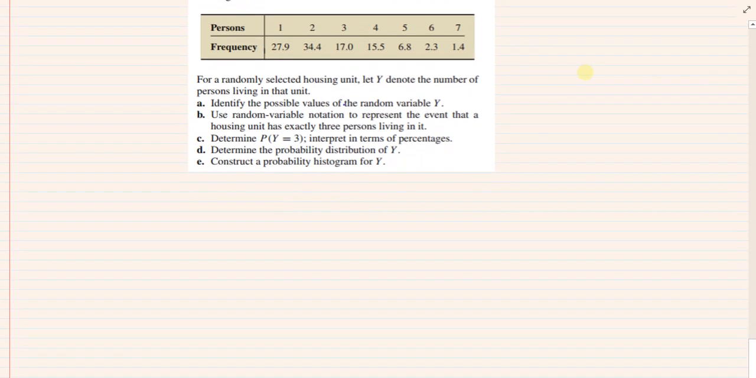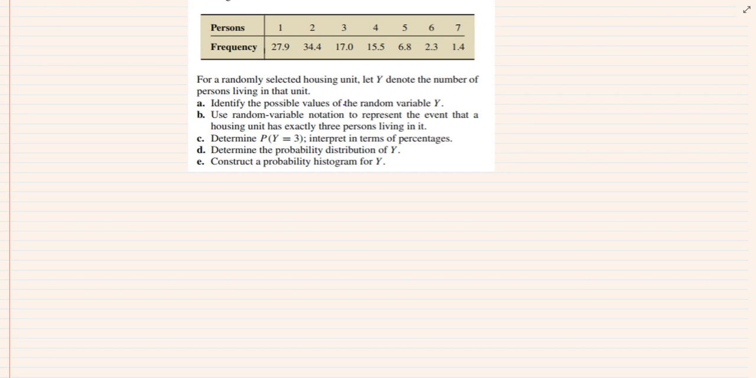Okay? Now notice we have frequencies here, right? We don't have probabilities, but we can turn these frequencies into relative frequencies, and then those relative frequencies become the probabilities, masses, or weights that we need in order to answer the questions. So let's do parts of this exercise now.